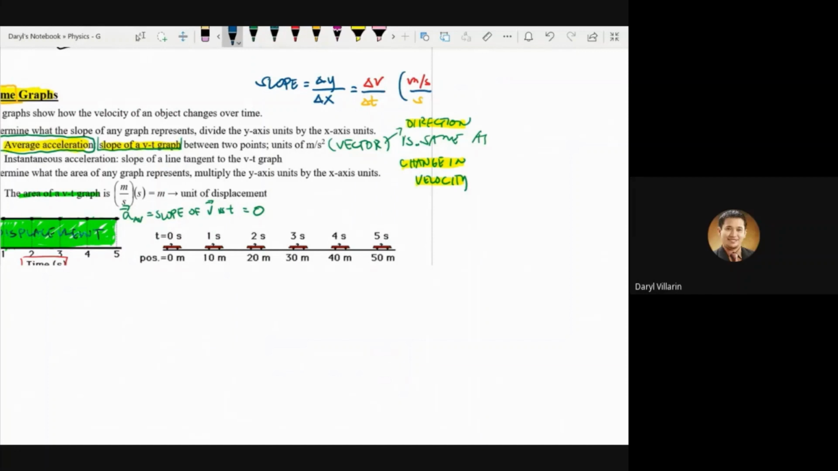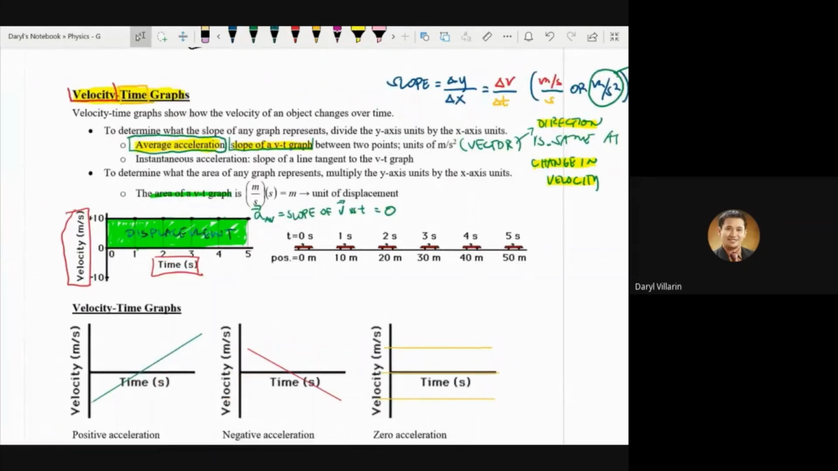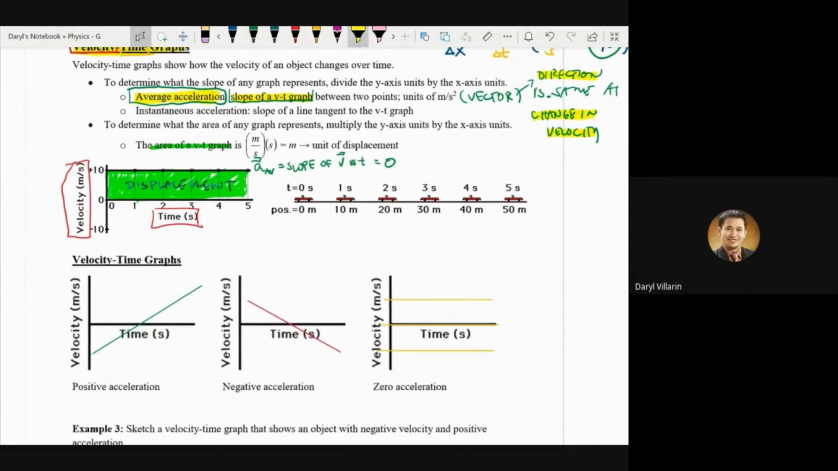So which is somehow consistent with the unit of acceleration. So this is the unit of acceleration. The unit of acceleration is meters per second squared. So that means that the acceleration denotes the slope. So that's the significance of the slope in a velocity time graph, as well as the area under your graph.